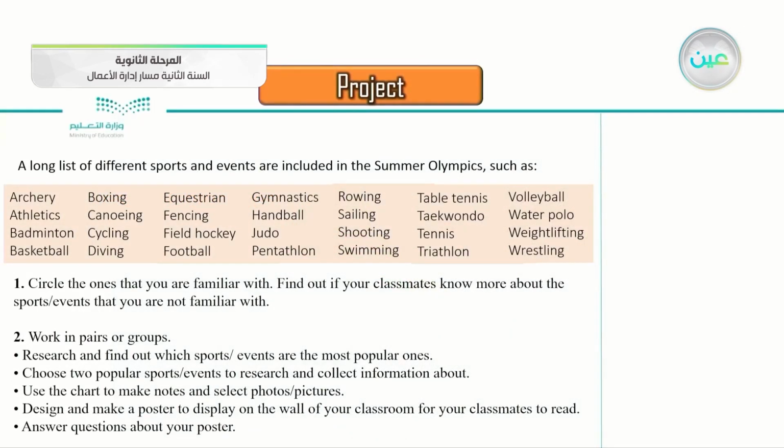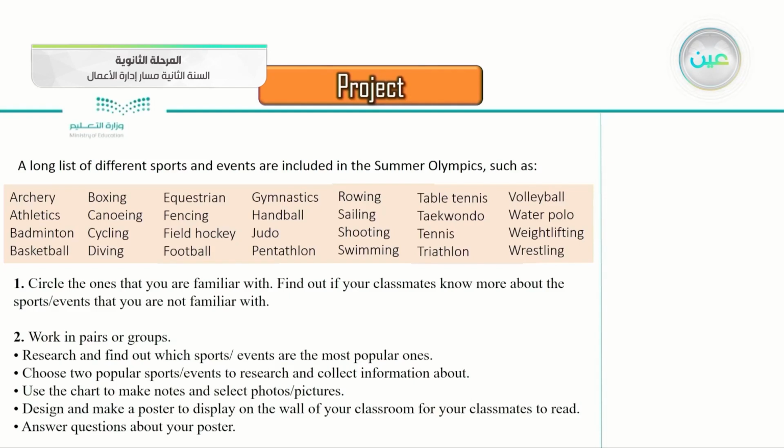A long list of different sports and events are included in the Summer Olympics, such as archery, athletics, badminton, basketball, boxing, canoeing, cycling, diving, equestrian, fencing, field hockey, football, gymnastics, handball, judo, pentathlon, rowing, sailing, shooting, swimming, table tennis, taekwondo, tennis, triathlon, volleyball, water polo, weightlifting, and wrestling. So all of these sports you can see in the Summer Olympics, of course, not the Winter Olympics that we have talked about in some previous lessons.